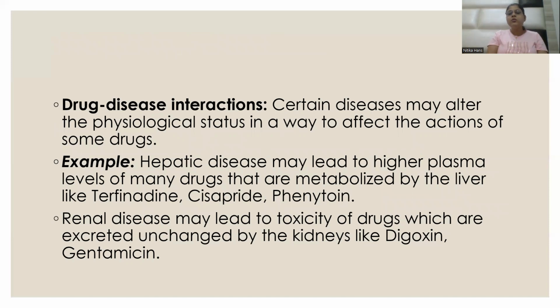Drug-disease interactions: certain diseases may alter the physiological status in a way that affects the actions of some drugs. For example, if the patient is suffering from hepatic disease, it can lead to high plasma levels of many drugs. Why? Because liver metabolism will be reduced in hepatic disease, leading to accumulation of the drugs in the body, like terfenadine, which is an antihistaminic drug, cisapride, which is a prokinetic, and phenytoin, which is an anti-epileptic. Their levels increase in the body.